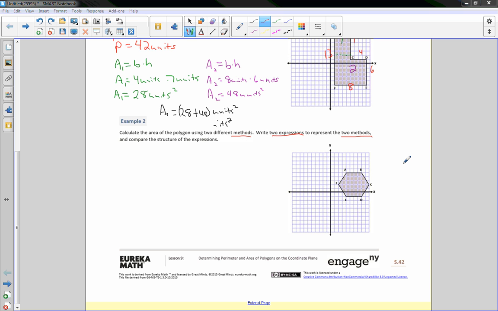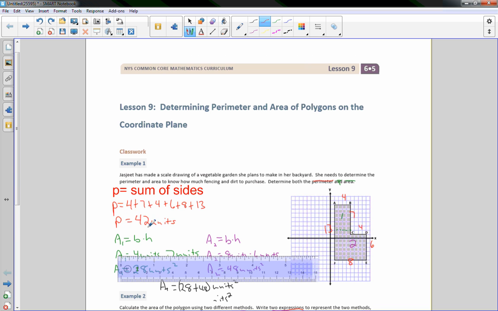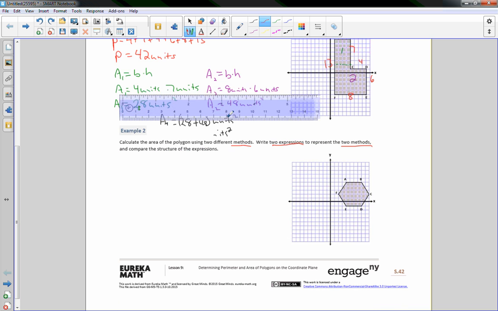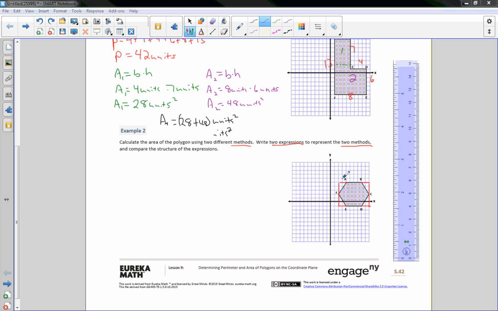Okay, so that was method 1. I've cleared the screen. Now I'm going to do method 2. Method 2 would be to draw a rectangle around the whole thing. So let me get my ruler here, and I probably shouldn't waste video time with doing this, so I'll pause this and come back and I'll have a rectangle around the outside of this hexagon. Okay, so here's our rectangle.